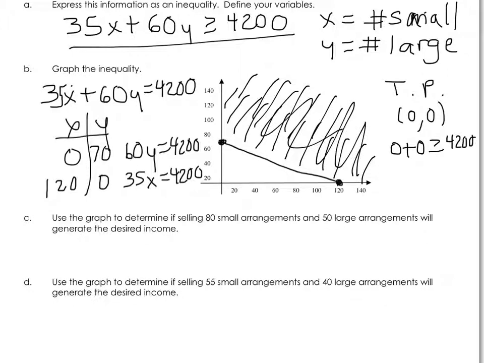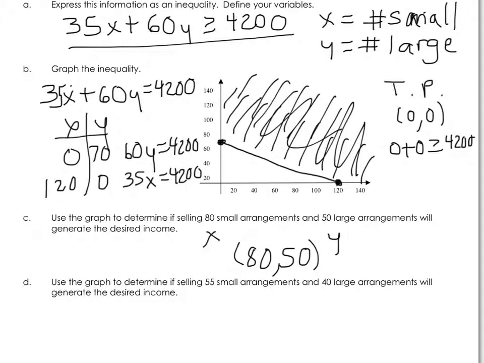So use the graph to determine if selling 80 small arrangements, now wait a minute, which one's small? That's x. And 50 large arrangements, we chose to make the large ones y. Is the point (80, 50) in our solution area? Where is the point (80, 50)? It looks to me to be about right here. Yes, it is in our solution area. If we sell 80 and 50, that'll make sure that we make more than 4,200.